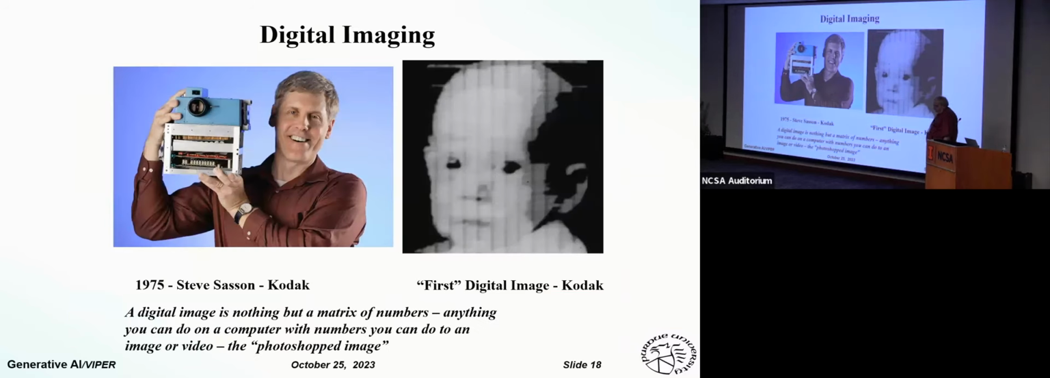Okay? Now, let's talk about the rise of digital images. There's the first digital camera, generally believed to be the first digital camera. And that's Steve Sasson. There's the first digital picture. It's his son. Now, I actually got a chance to pick this camera up. It's not something you want to be taking selfies of or toting around. It's pretty heavy. Since a digital image is nothing but a matrix of numbers, anything you can do on a computer, you could do to an image, right?